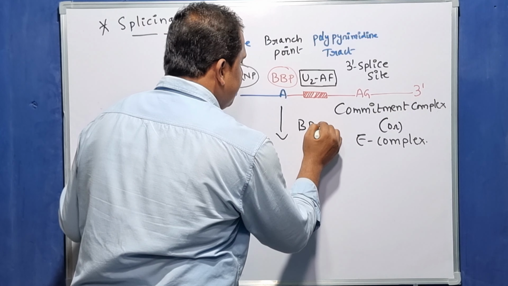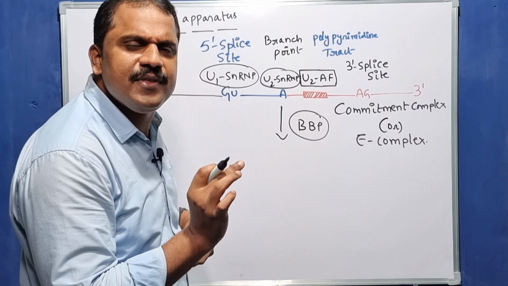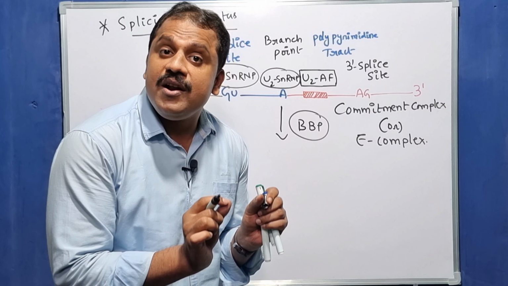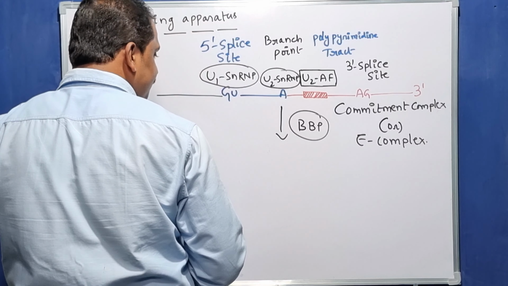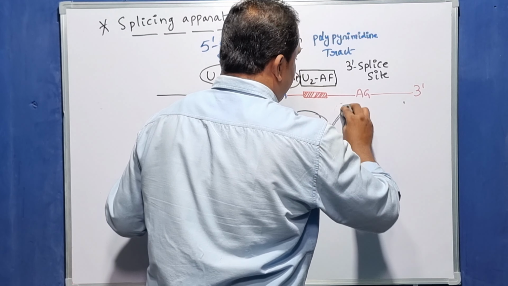So once the branch binding protein dissociates from its respective site, and once the U2 snRNP is recruited to the adenosine nucleotide, under such condition it leads to the formation of a specific complex, and that specific complex is the A complex. So let me arrange the things here. A complex, right?